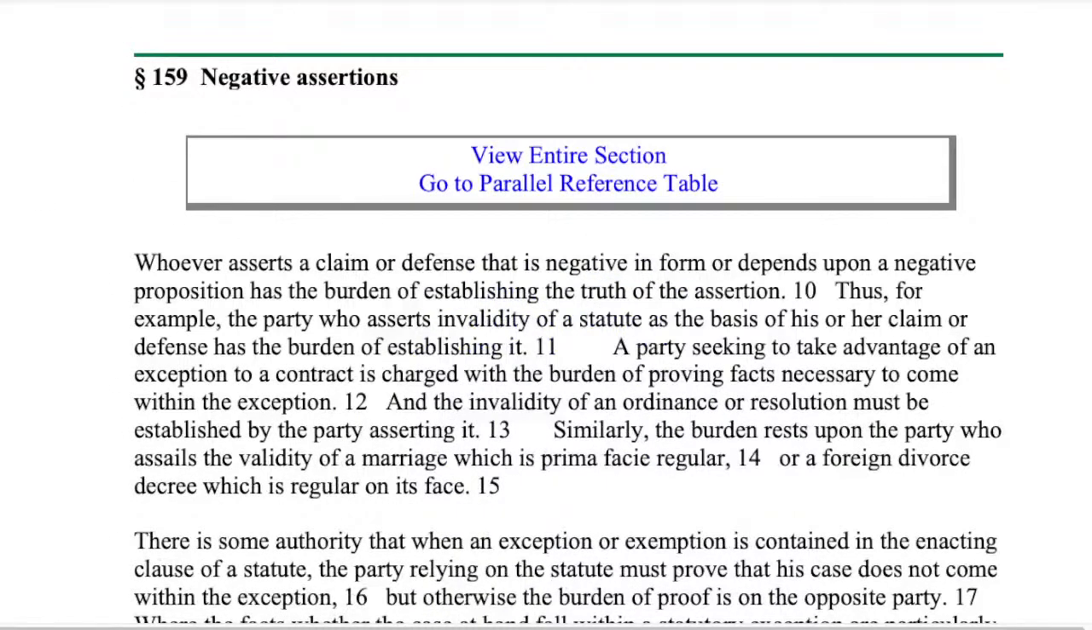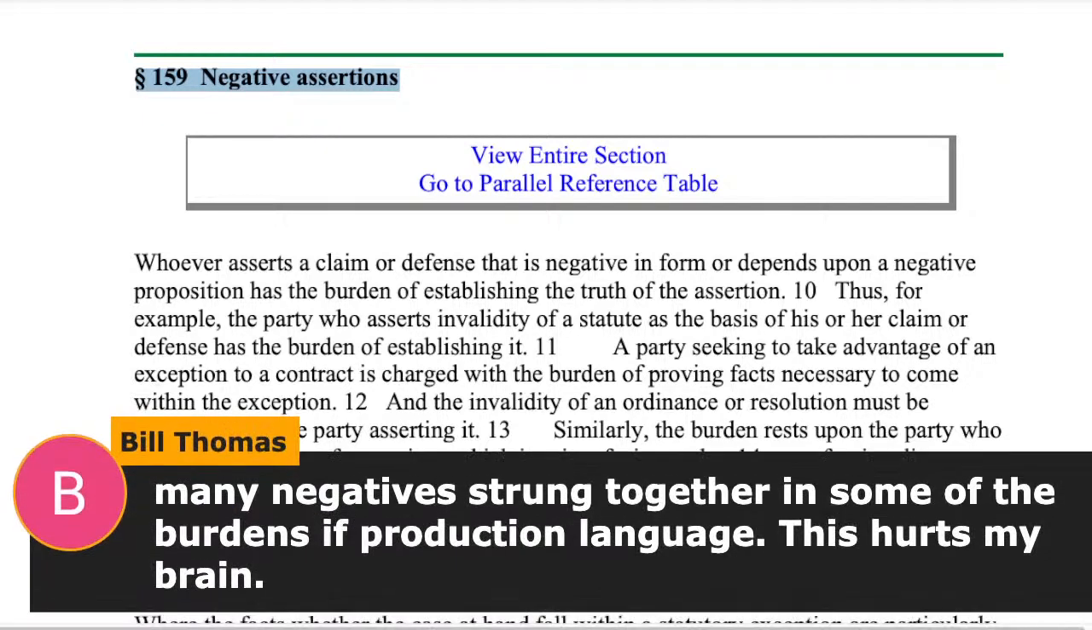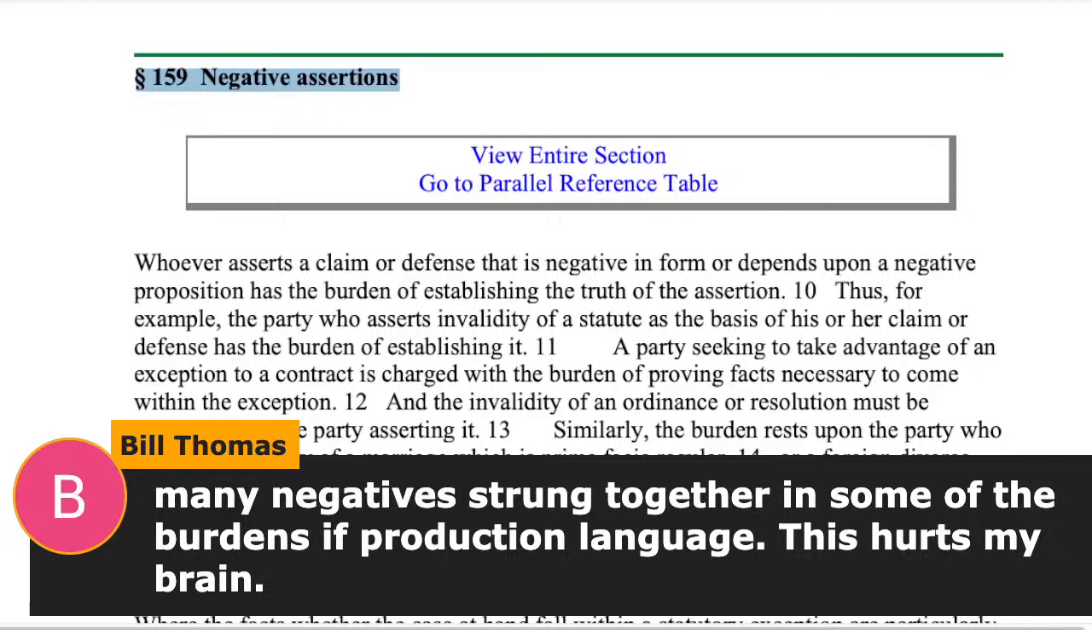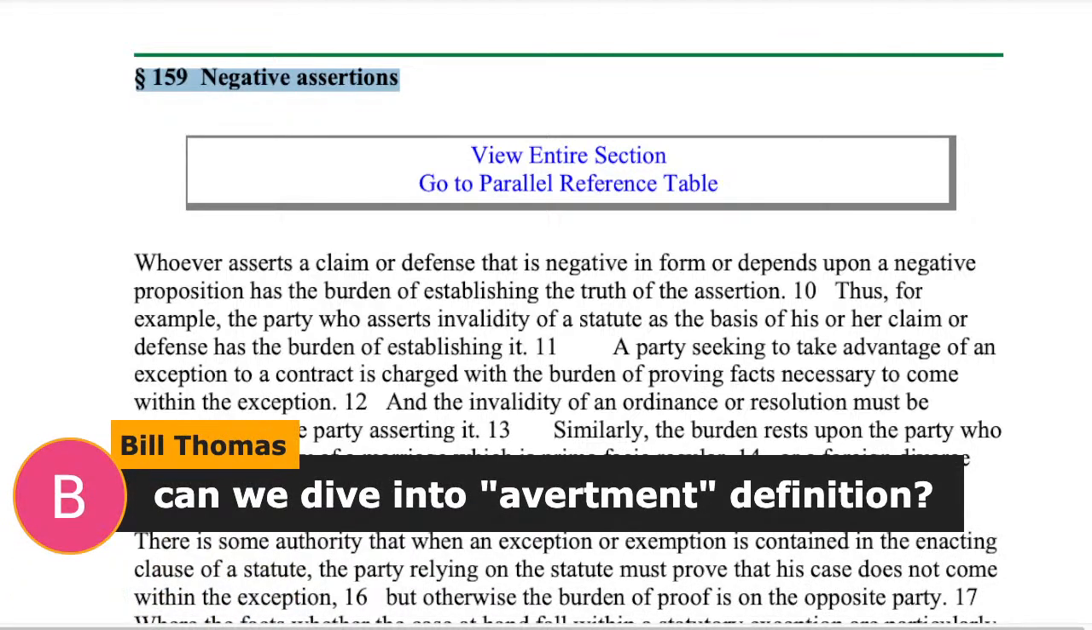All right, now we're on to section 159, negative assertions. But before we do that, let's jump back over to the chat. Many negatives strung together and some of the burdens in production language. This hurts my brain. Yes. Yeah, averment is to aver. It comes from the root truth, veritas.